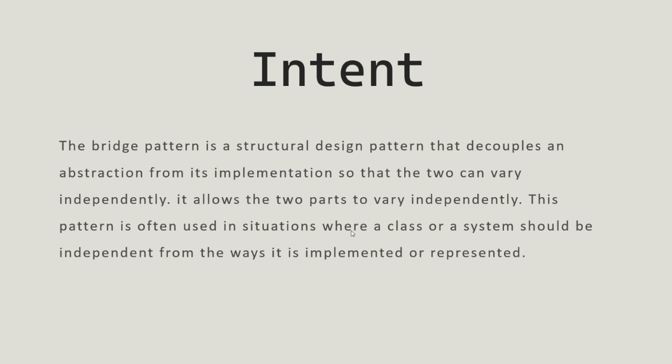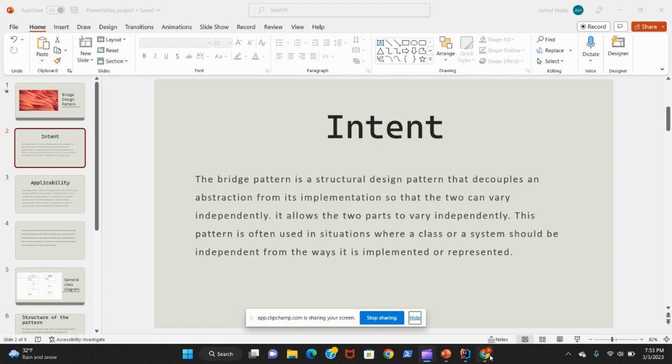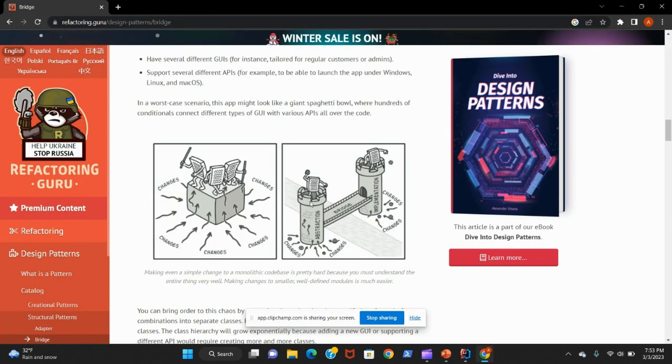This pattern is often used in situations where a class or a system should be independent from the ways it is implemented or represented. So the basic idea is that the bridge pattern's intent is to just decouple an abstraction from its implementation. I have a good picture that I found on the internet for that. Pull it up right now. As you can see here, you have an abstraction and an implementation, and it's called the bridge pattern because it creates a bridge between the two.